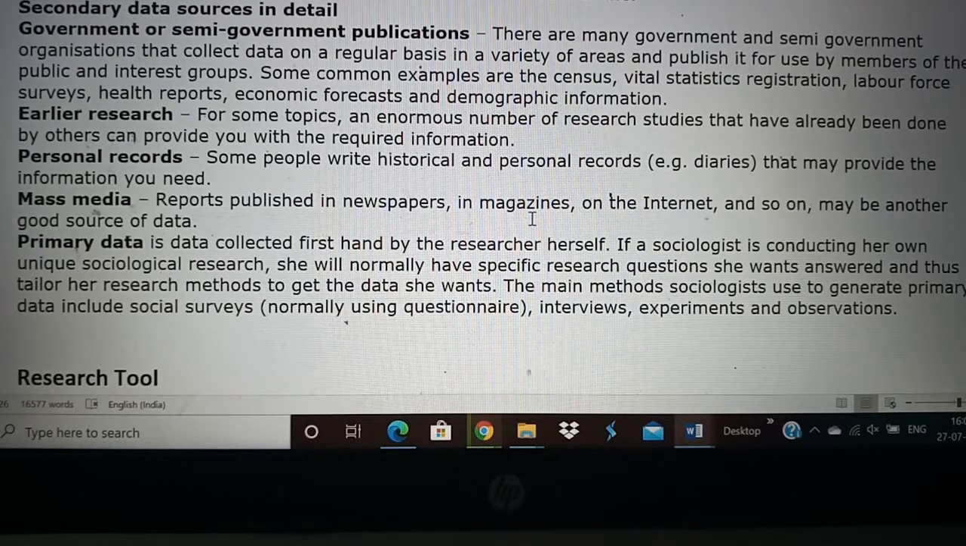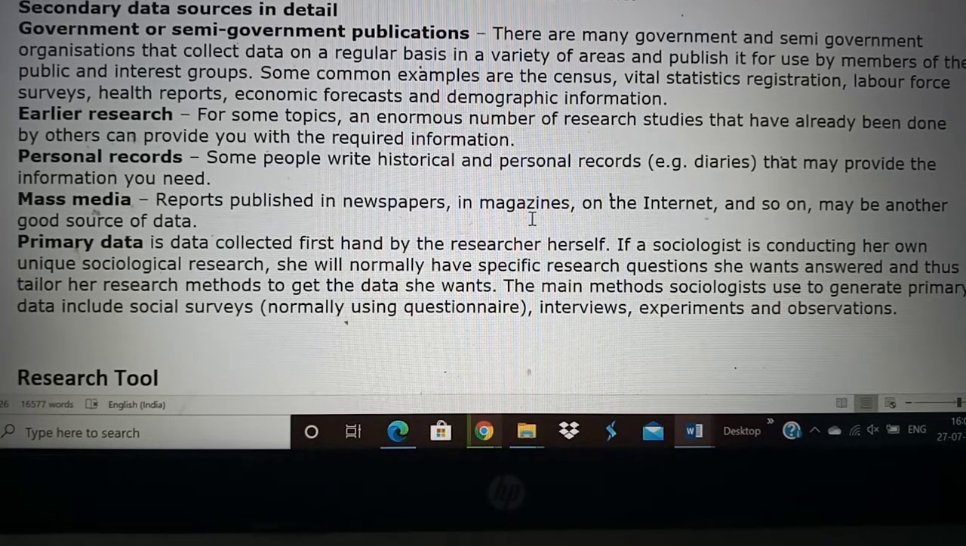Then primary data. Primary data is the data that is collected by the researcher himself or herself. So as a medical sociologist, if you are doing your research, then you will create a questionnaire, or you will have an interview method, or other methods of data collection, and then you get information from patients or health workers or anybody. So all the data that you get directly from the research subjects are called primary data.